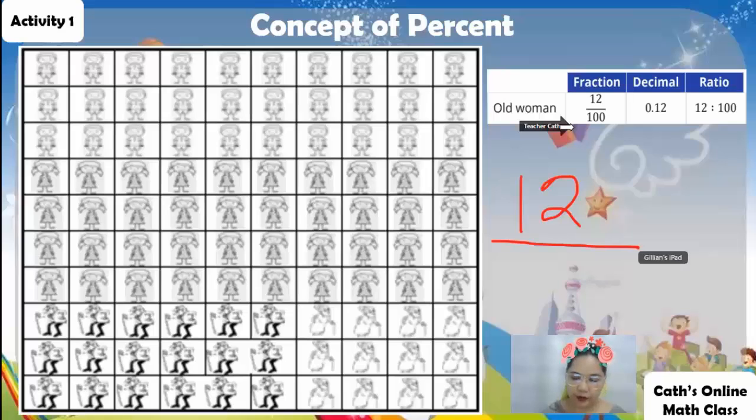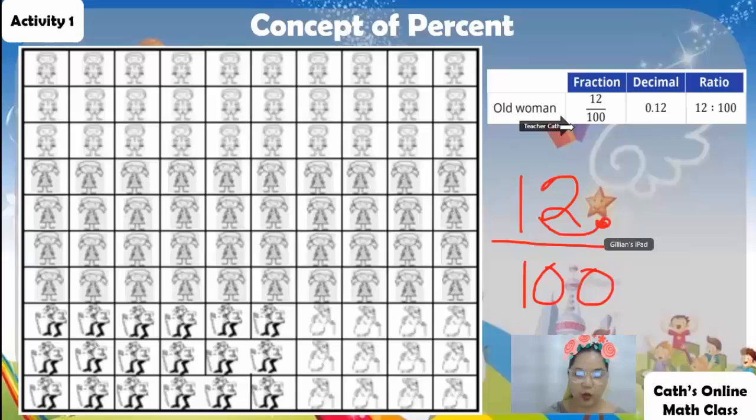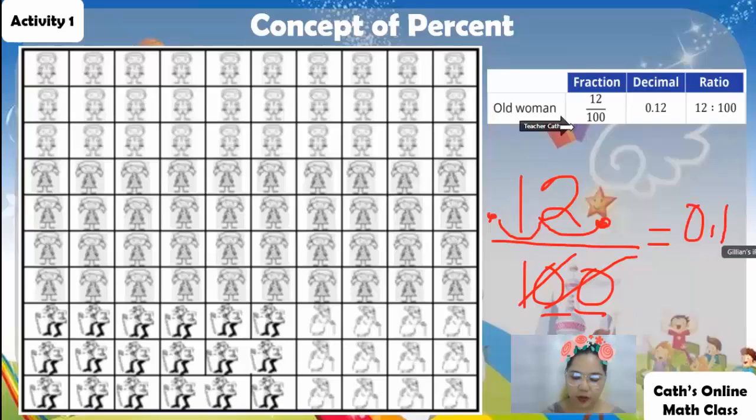Okay, so this is 12 over 100, and the decimal point is here because this will be a whole number. Let's move it to the left. 1, 2. Now, why did we move it to the left twice? Because there are 2 zeros. These 2 zeros will be taken out and the decimal point will be here. Now, 12 over 1 will be equal to 0.12. And that is how you convert it to decimal.